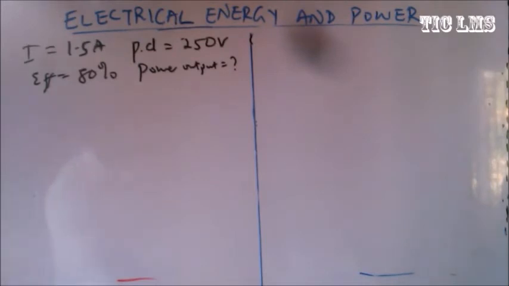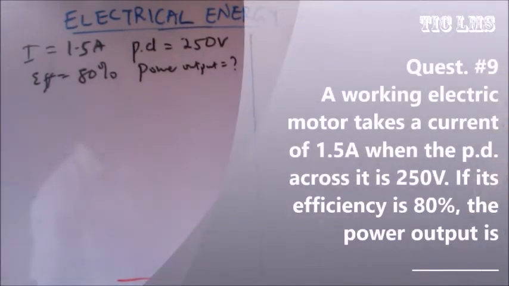Here's the next question, which says a working electric motor takes a current of 1.5 amperes when the potential difference across it is 250 volts.